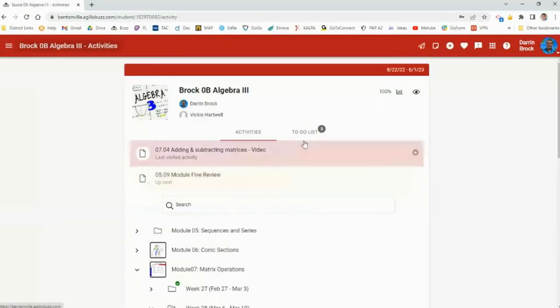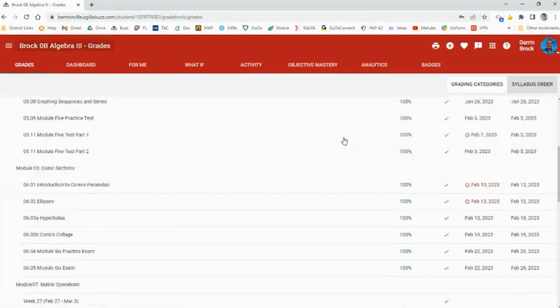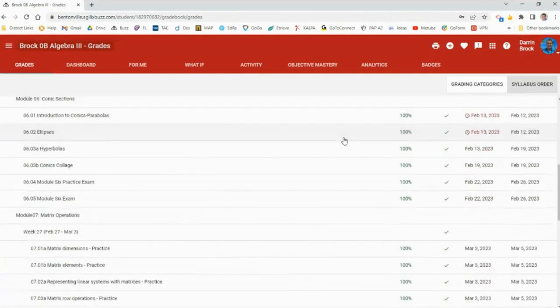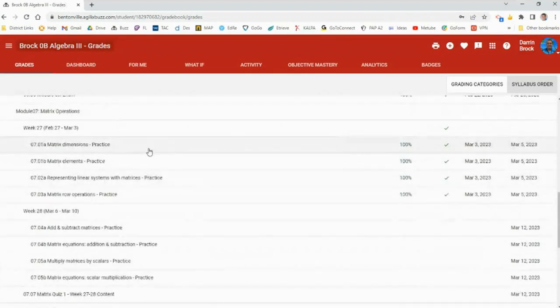Other than that, let's talk about what we are doing this week in Algebra 3. Let's go to our grade screen, see where we're at. Okay, so we're done with Module 5, Module 6. And last week we had these 4 very, very short practice assignments in Khan Academy about matrices. So matrix dimensions, matrix elements, representing linear systems, and then finally matrix row operations.